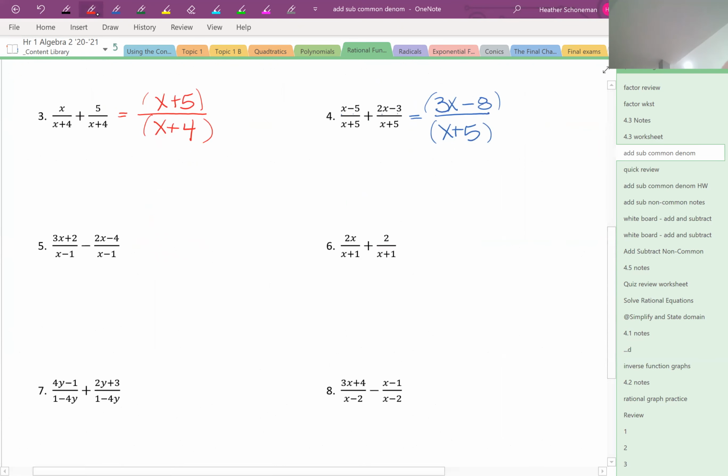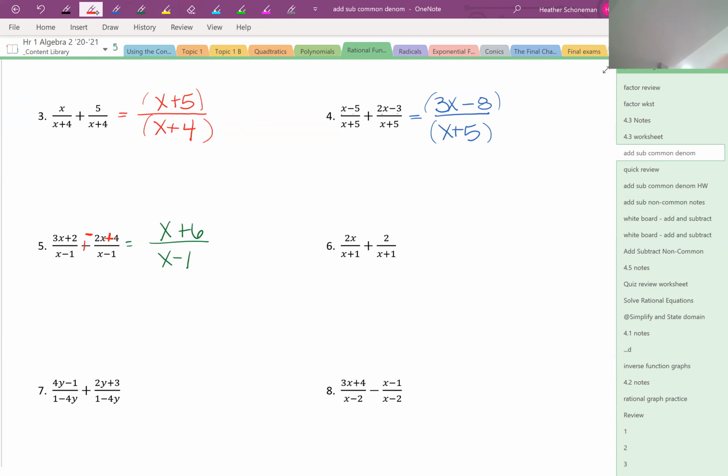All right, let's look at number 5. Now, number 5, we need to be careful because it's a minus. And when it's a minus, we're not just changing the first thing to a minus. We're changing the sign of everything in the second fraction on top. So the bottom is x minus 1. On the top, once I've changed the signs, 3x and negative 2x is x. 2 plus 4 is 6. Again, there's pluses and minuses, so they're groups, but you can't factor them, so we're done.